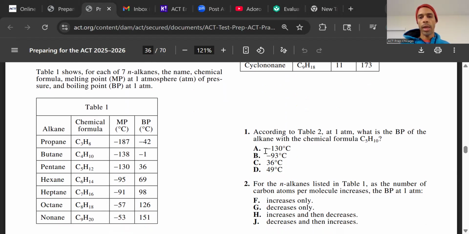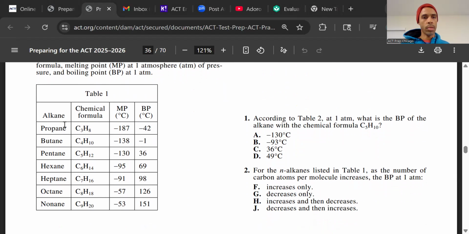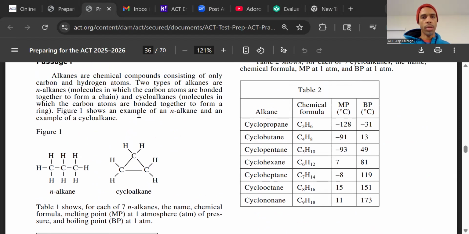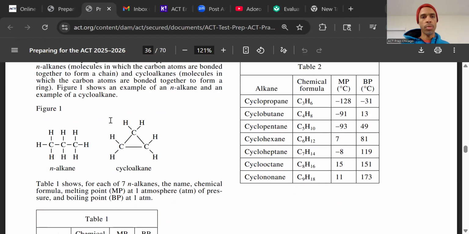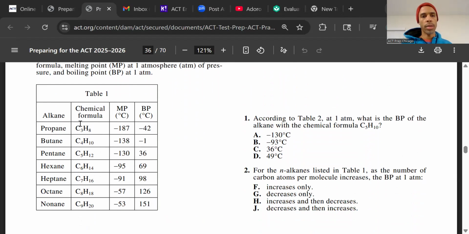Number two. For the n-alkanes listed in table one, that's these, I guess these are the n-alkanes. As the number of carbon atoms per molecule increases, you might have to know some background information about this, because I don't think they mentioned the number of carbon atoms or how to look at them. So you do have to know a little bit of background information. This is a molecule, right? And it's when you mix atoms. So we mix in carbon and hydrogen to make this chemical formula for propane. It has 3 carbon atoms and 8 hydrogen atoms. So that's just how you read that.